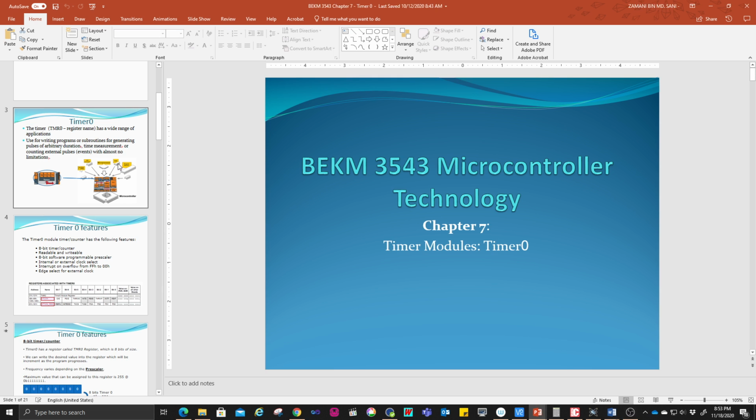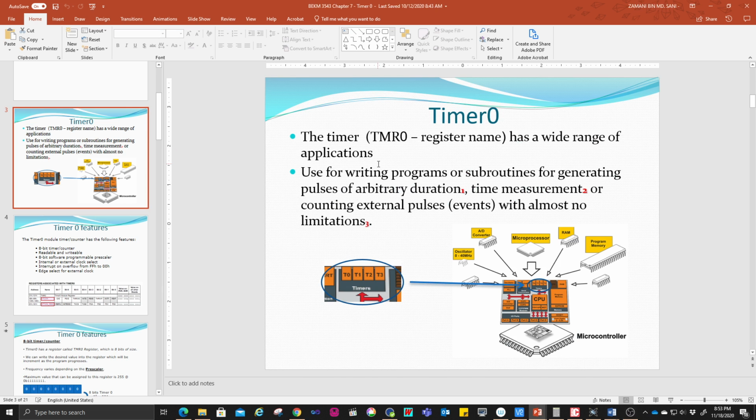So what is this? The timer zero. Timer zero is a register name. If you go back to your RAM, you can see that there's one register named TMR0, which is timer zero, and it has a wide range of applications. It's normally used for writing subroutines or programs, or generating pulses of arbitrary durations, pulses like the PWM, for example, that we can create, a pulse which is quite uniform.